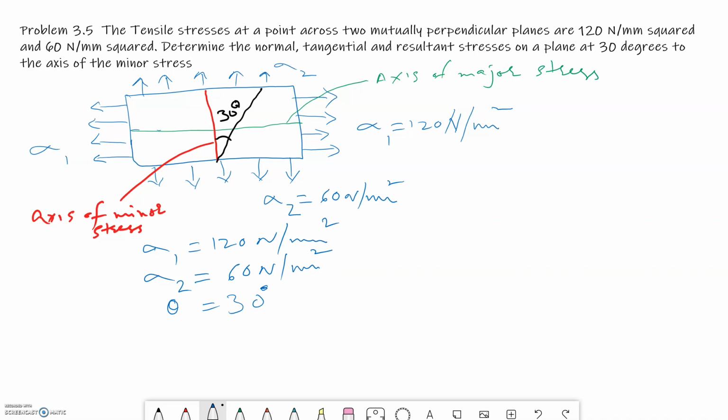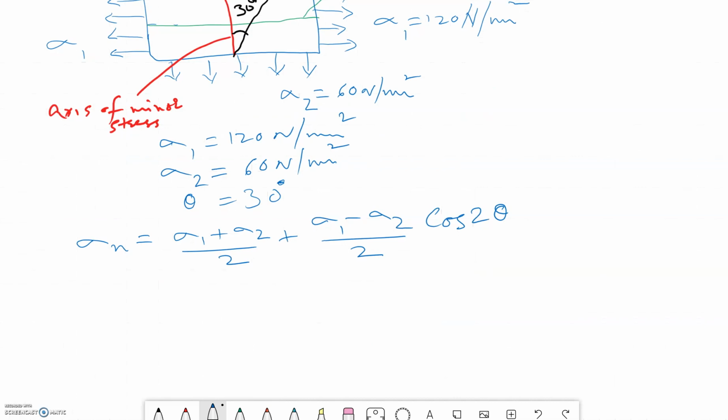All right, and now it is asking us to find out the normal stress. Normal stress is sigma n. You've got two mutually perpendicular planes, and obviously mutually perpendicular stresses are on the planes. And under this condition, the formula is sigma n is equal to (sigma 1 plus sigma 2) by 2 plus (sigma 1 minus sigma 2) by 2 cos 2 theta. That's a direct substitution here. 120 plus 60 by 2 plus 120 minus 60 by 2 cos 2 into 30.